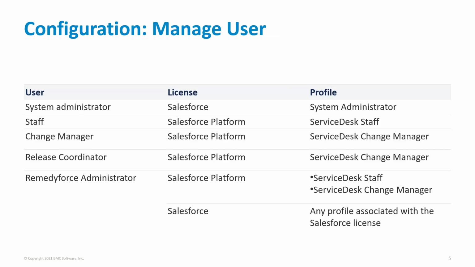In user management, you can refer to the licensing chart as shown. System administrator will have a Salesforce license and the profile System Administrator. A staff will have a Salesforce Platform license and the profile Service Desk Staff. A change manager will have Salesforce Platform license and Service Desk Change Manager as a profile.